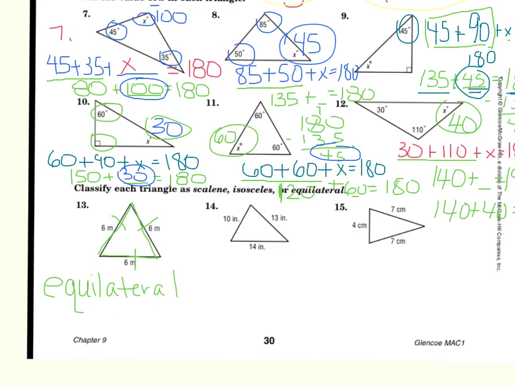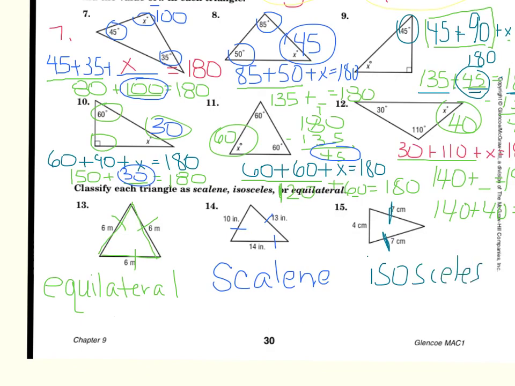Okay. On number 14, all three sides are different. That means it is scalene. On number 15, two sides are the same and one is different. That is isosceles. This is just a review from elementary.